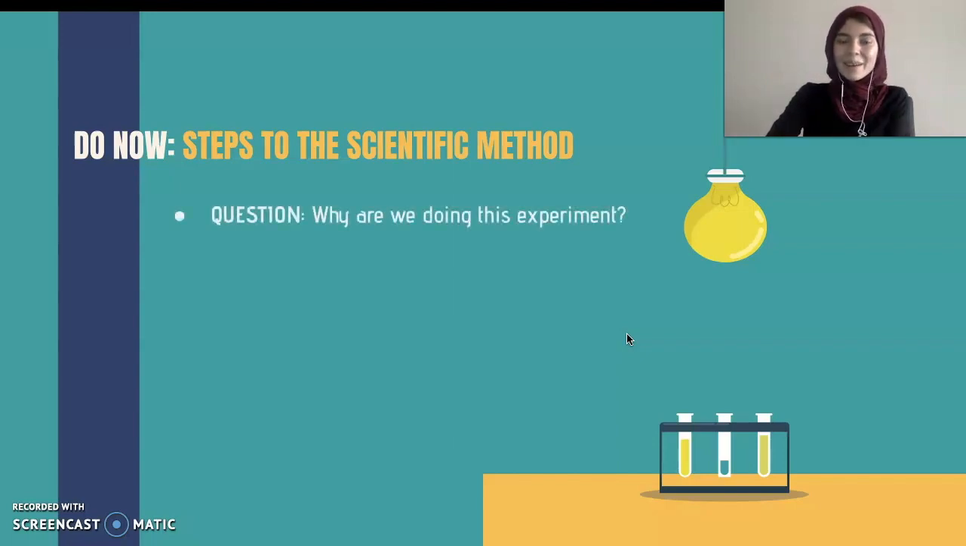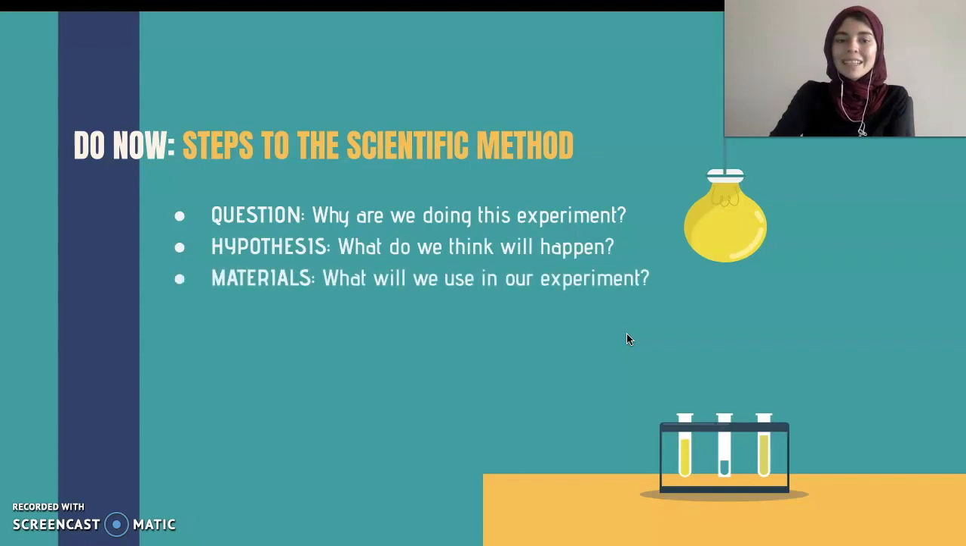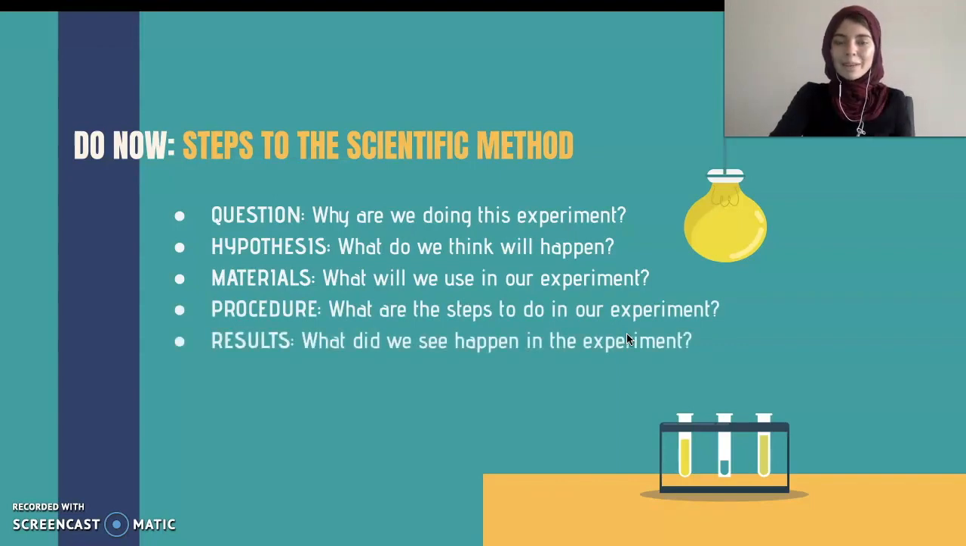Okay, so our first question. So first you have to think about, why are we doing this experiment? Or what is the purpose? What are we trying to figure out? Next, hypothesis. So what do we think will happen in our experiment? Materials, what will we use? Procedure, what are our steps? Results, what did we see happen in the experiment? What observations did we make? And conclusion, what do these results mean?